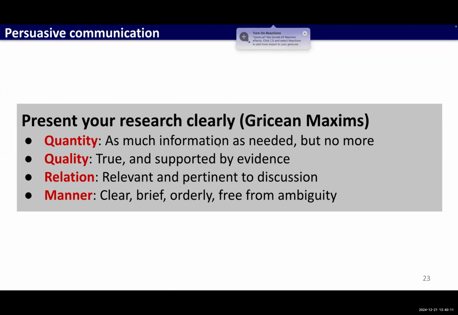Okay, so that is quantity. Make sure you share all the information that is needed, but only the parts that you can't assume the reader to have. So as much as necessary, but no more. Let's look at the second of the so-called Gricean maxims, quality. So this is the one that says your communication should be true and it should be supported by evidence, right? So that's how Grice defined the second maxim.